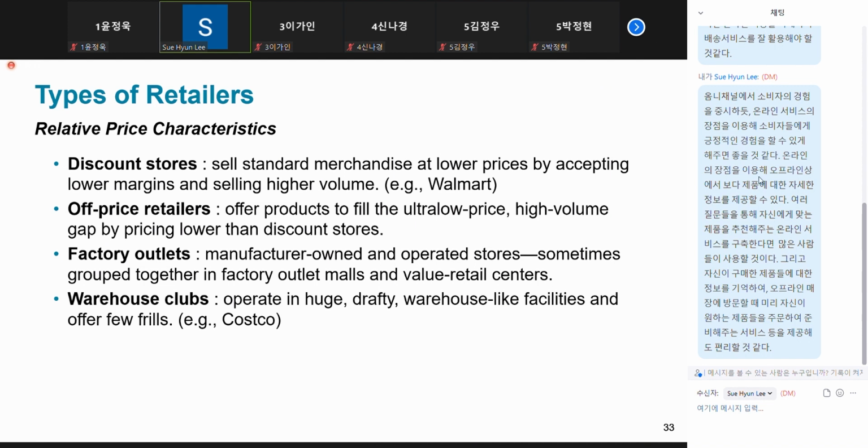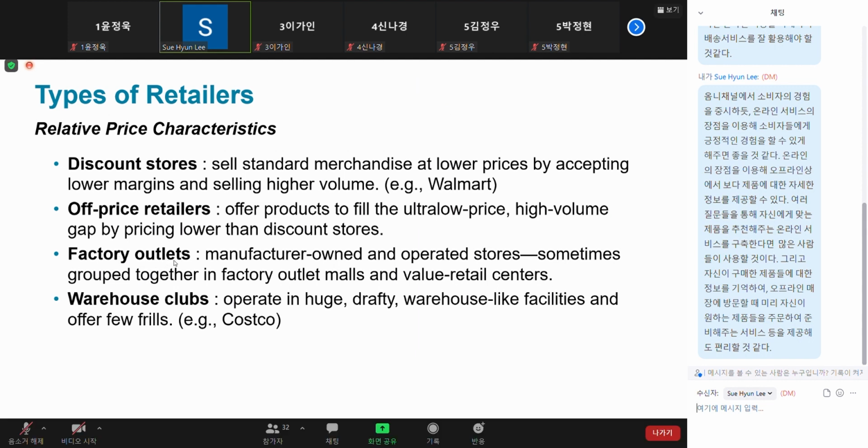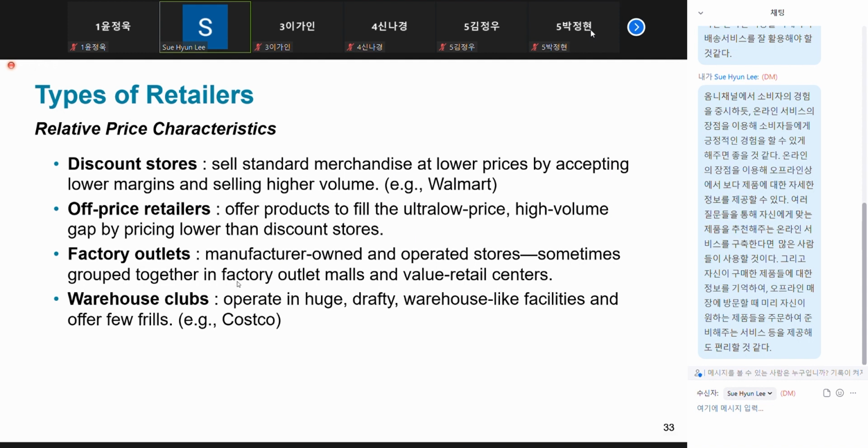Factory outlets are manufacturer-owned or operated stores. For example, factory outlets by Polo, by Gap, that kind of thing. Sometimes they are grouped together in factory outlet malls and value retail centers. And warehouse clubs, for example Costco, operate in huge drafty warehouse-like facilities and offer few frills.